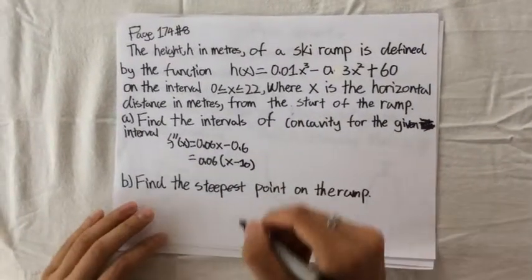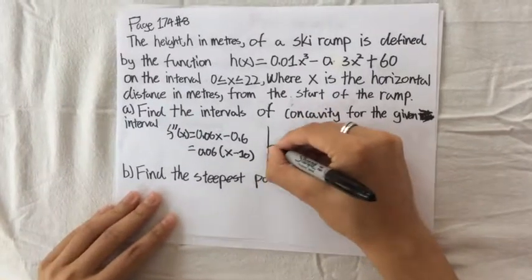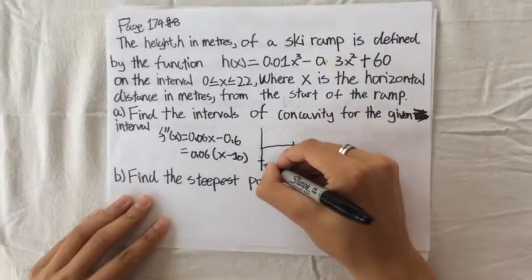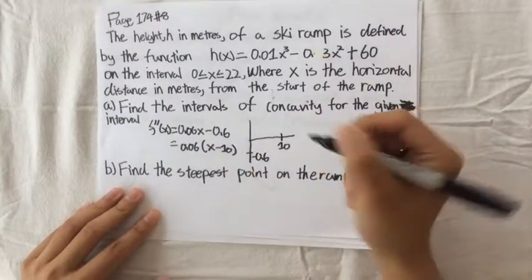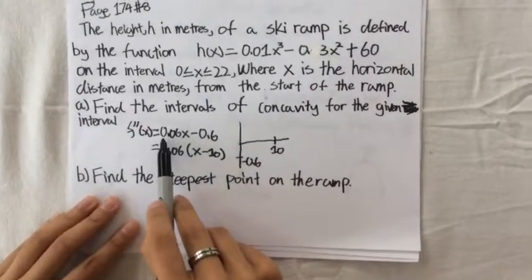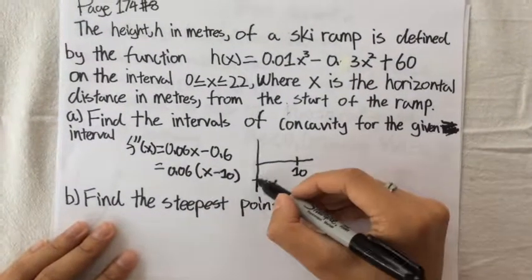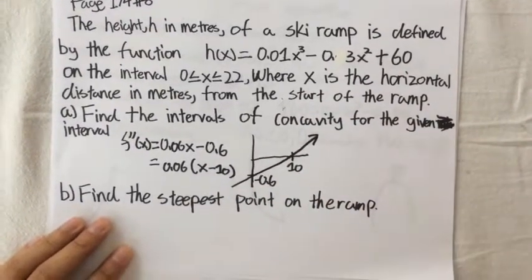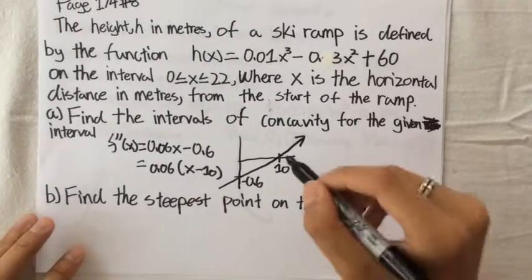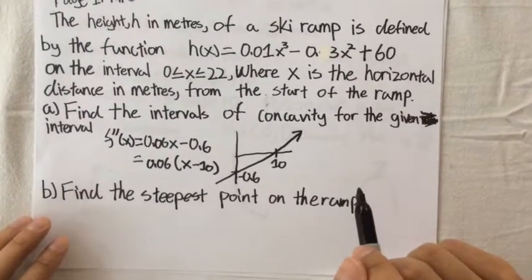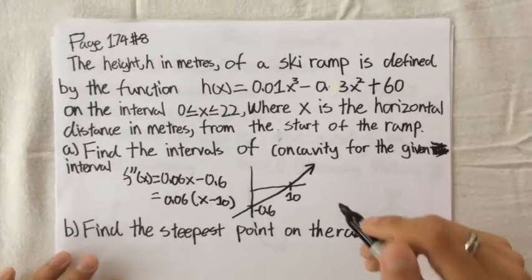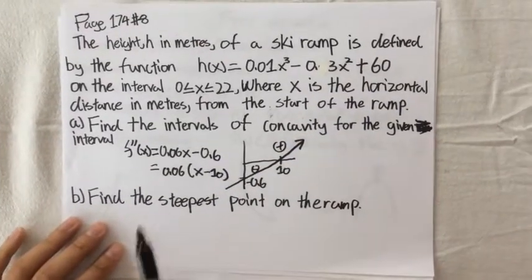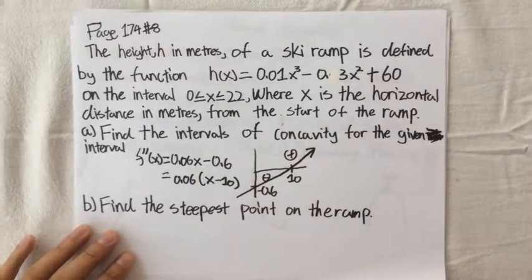So from this function, we know the x-intercept is at 10, and it has a y-intercept at negative 0.6. We know this is an increasing function because the slope, or the m value here, is positive. So the function will increase like this. Remember I said that the values that are above the x-axis are the intervals that are concave up. There's a positive and negative. But remember, the question only concerns the interval between 0 and 22.